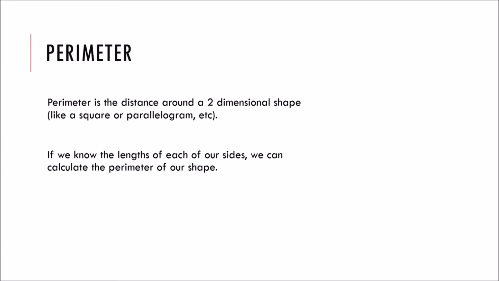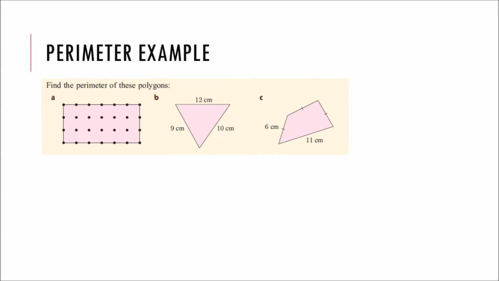So the perimeter is a fancy way of saying, if I had a field and I wanted to put a fence around it, how much fencing would I need? Or how long is a path that goes around the edge of our shape? So there's a few different ways of thinking about perimeter, but it's the length of the outside of the shape. So let's have a look at some examples of this.